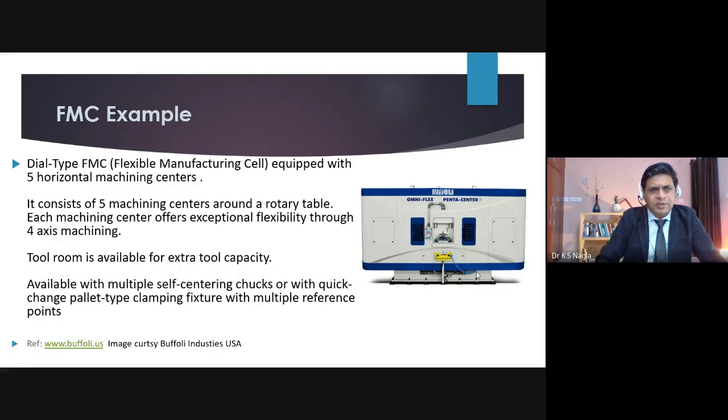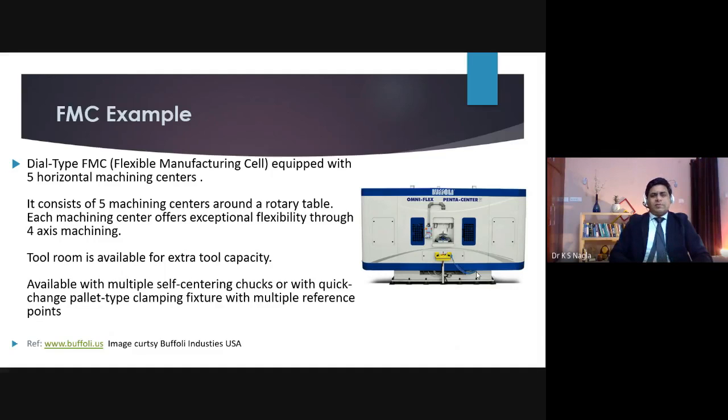Now, there are some examples of the FMC. One example here is the Buffalo industry of USA. This is one of the flexible manufacturing cells. One unit is shown here in the diagram, but inside this unit there are a large number of operations. It is a dial type flexible manufacturing cell equipped with 5 horizontal machining centers. It consists of 5 machining centers around the rotary table. Each machine center offers exceptional flexibility through 4-axis machining.